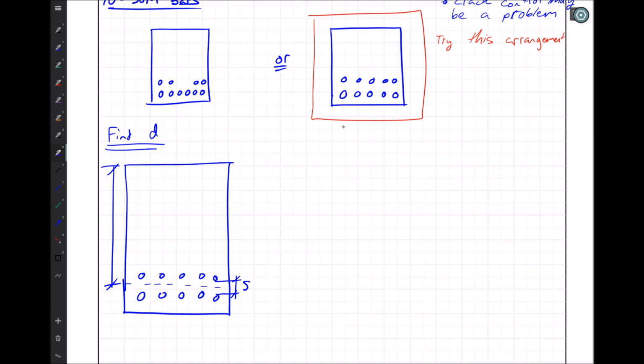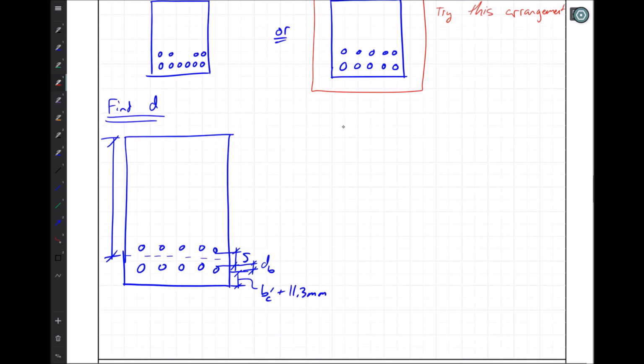And then underneath that, we're going to have the bar diameter dB. And then beneath that, this value will be BC prime plus 11.3 millimeters, and that will be the stirrup. And of course, this is D here, and the whole thing will have a height of H. So this isn't too hard for us to compute.